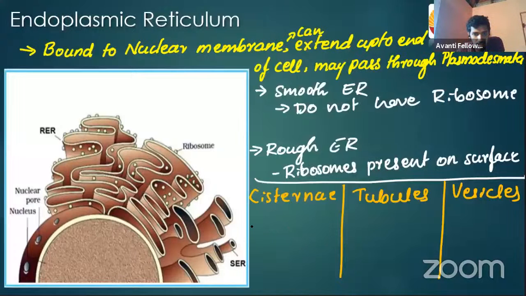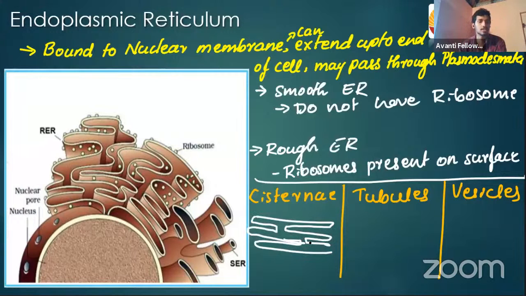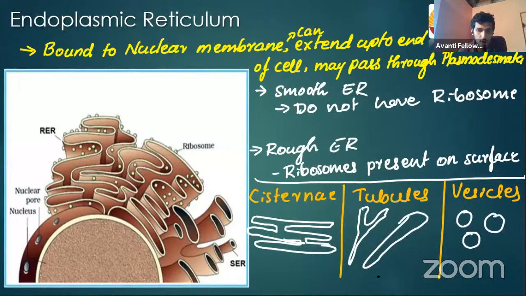Something like this is called cisternae, a kind of flat structure. Tubules means a tube-like structure. Vesicle means a circular, sphere-like structure. And the last one, cisternae, is a pad-like structure. You can say flat structure. You can compare it like that.